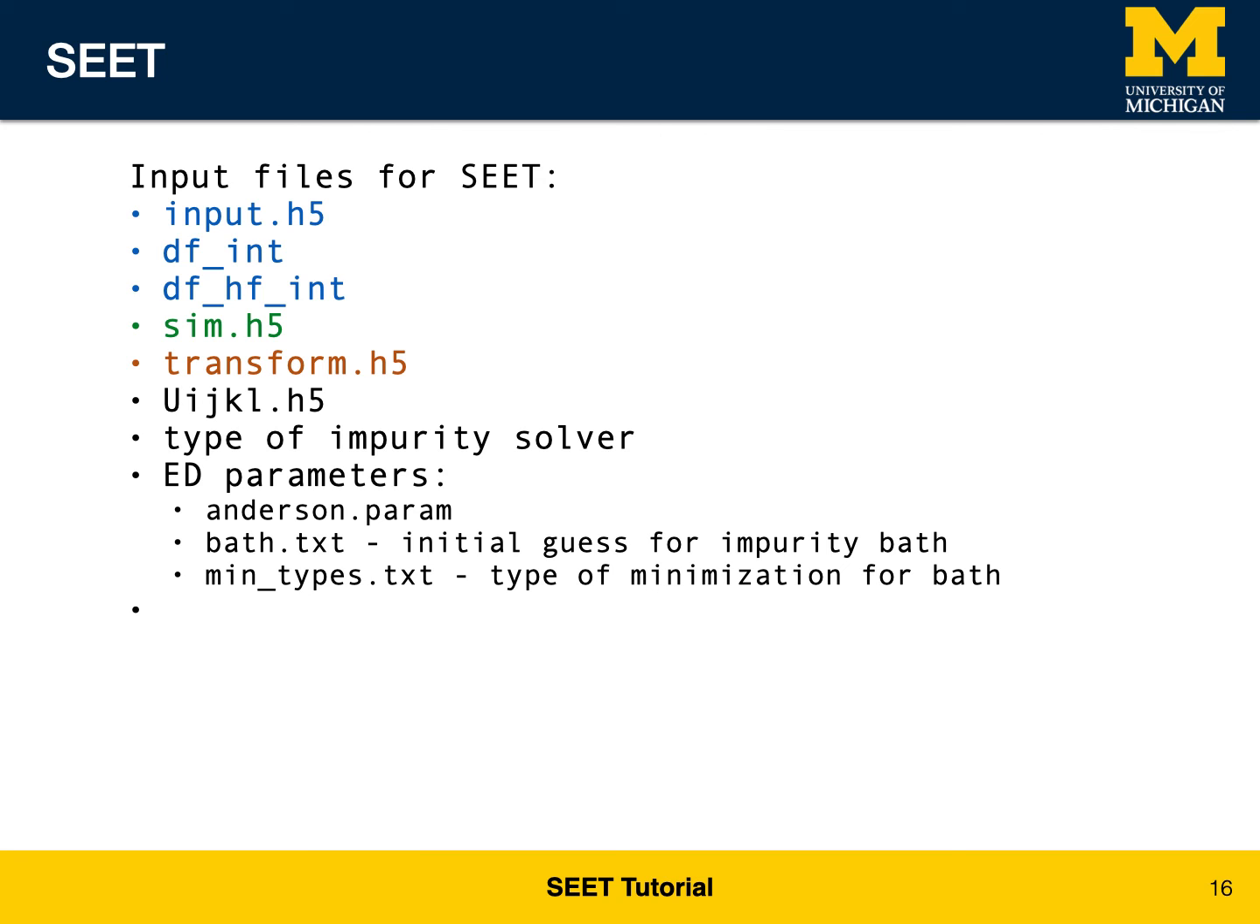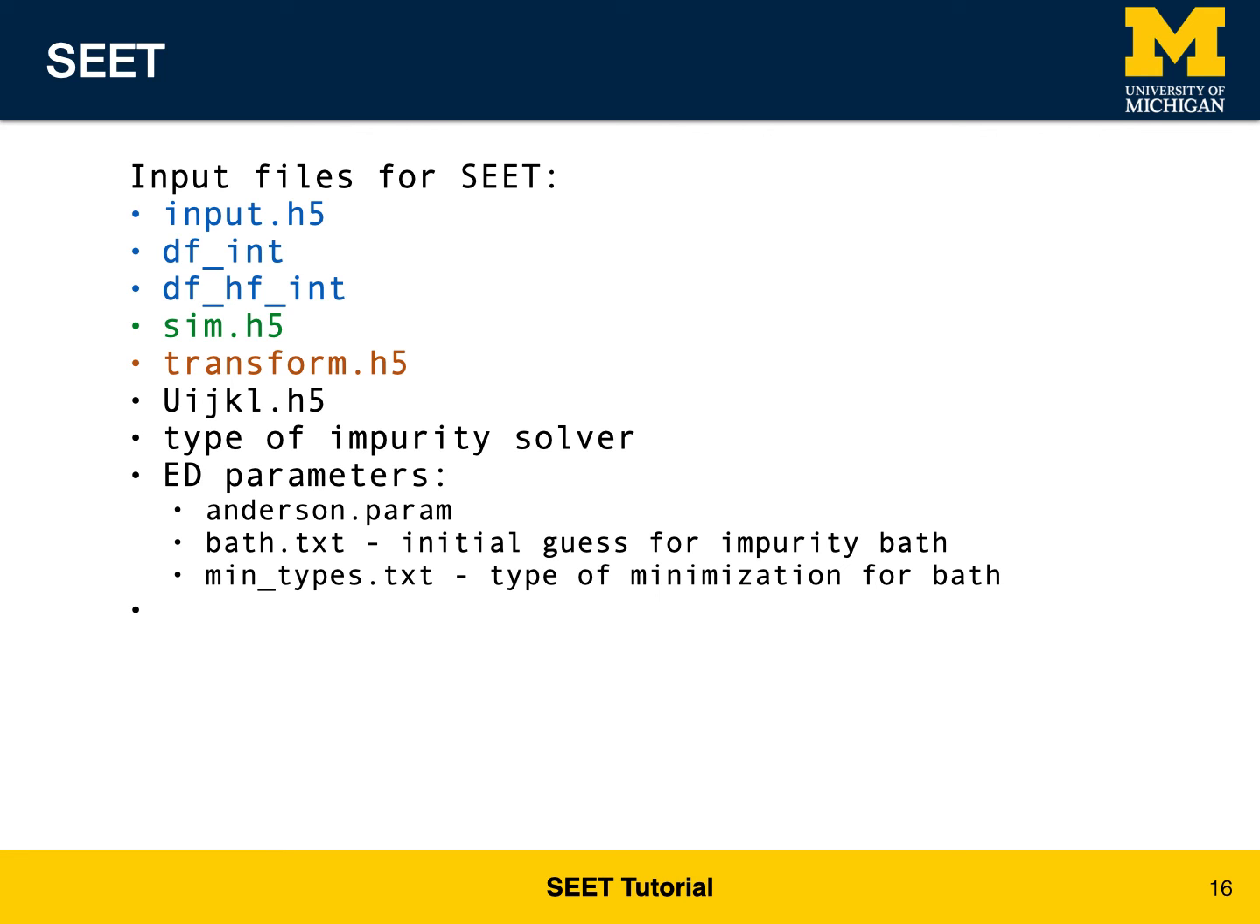Then there is a min types file which contains the type of minimization, because for different types of hybridization function, different types of minimization work better. And that's why you always need to check what your output is, how your delta, your hybridization function, looks like. If it looks more metallic, you will have one type of minimization. If it looks more insulating, you will have another type of minimization.